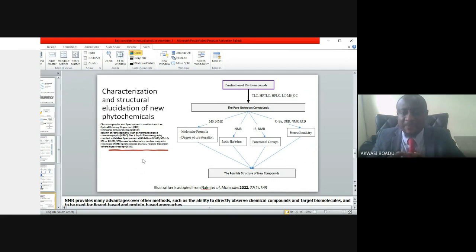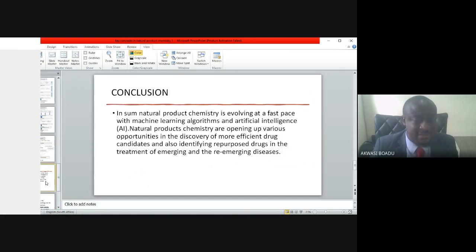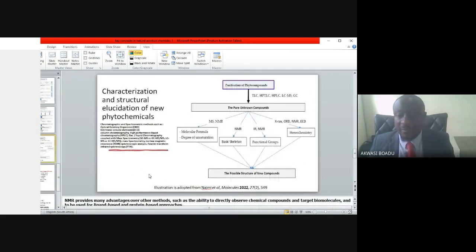NMR also gives the basic skeleton of the pure compound that we've isolated. Therefore, NMR combined with FTIR, which then gives the functional group of the isolated compound, lets us then identify the type of pure compound that we've isolated. We've got the X-ray, that is if it is crystals, and all that. These are the methods that we use in then isolating and identifying pure compounds.